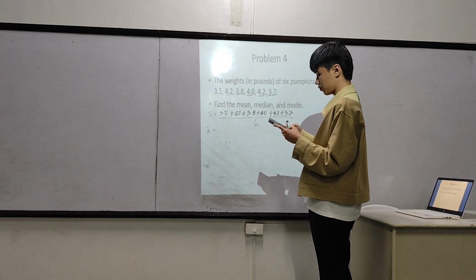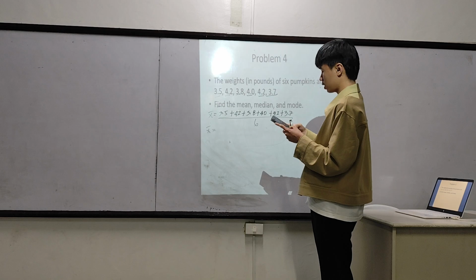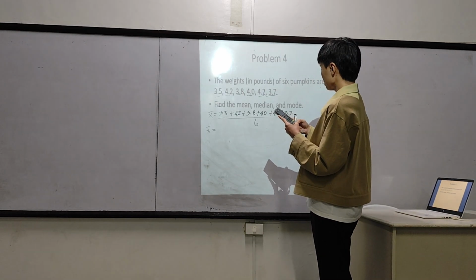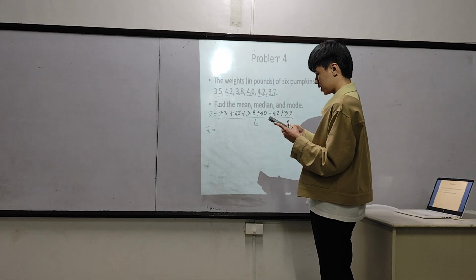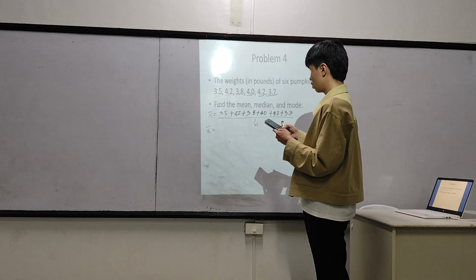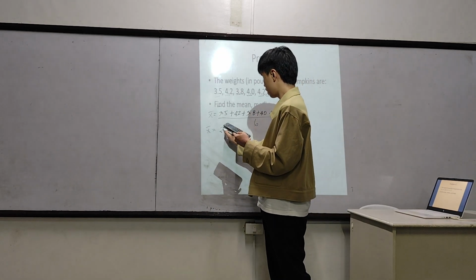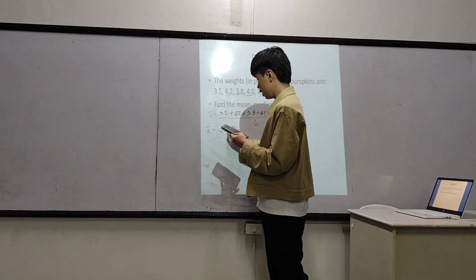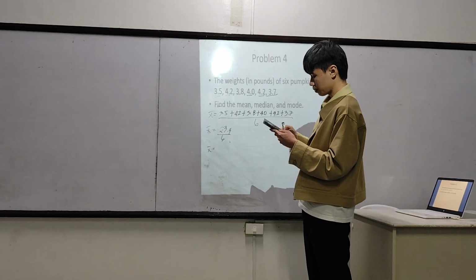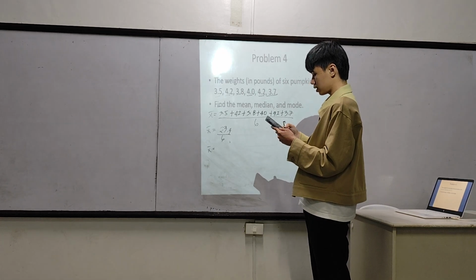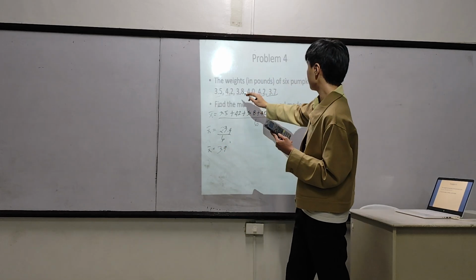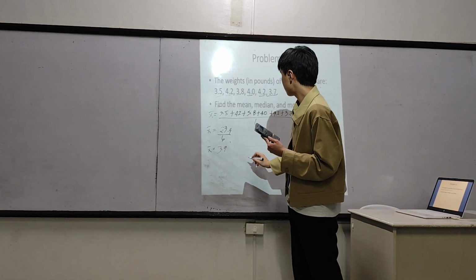3.5 plus 4.2 plus 3.8 plus 4.0 plus 4.2 plus 3.7 is equal to 23.4. 23.4 divided by 6, the answer is 3.9. So the mean of this data set, or the average, is 3.9.